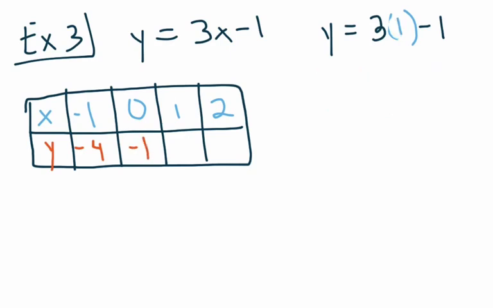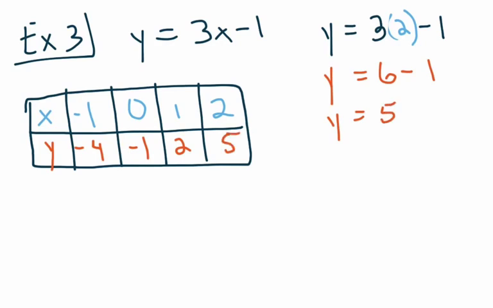Next, I substitute 1 in for x, showing my work again. Y is equal to 3 times 1 is 3. Bring down the minus 1, so I get y equals 2. My next y value, therefore, is 2. And my final x value is 2, so I substitute that in. Y is equal to 3 times 2 minus 1, so I get y is equal to 3 times 2 is 6. Bring down the minus 1, and I get y equals 5.